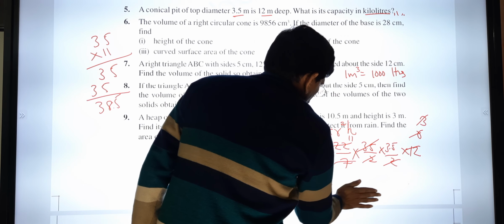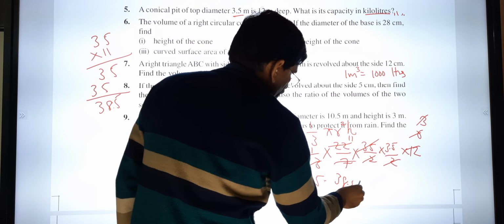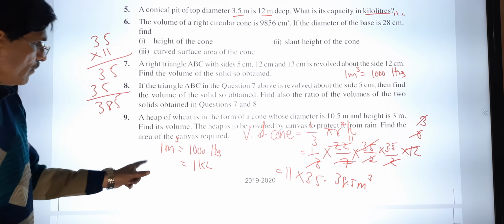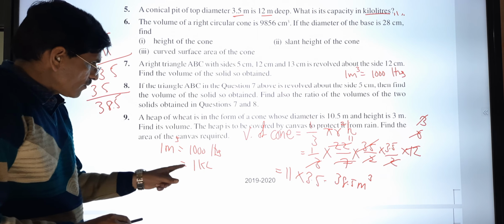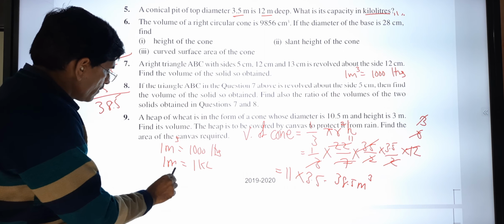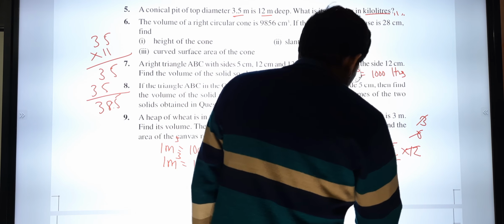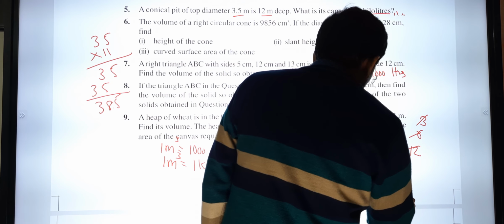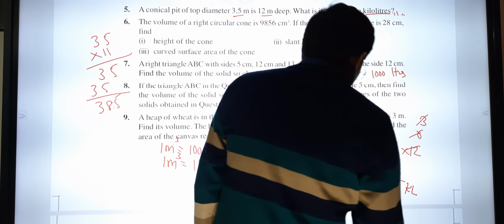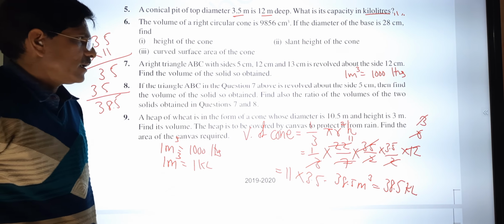Why? Because we have 38.5 meter cube. So 1 meter cube is equal to 1000 liter is equal to 1 kiloliter. So always remember, 1 meter cube is equal to 1 kiloliter. So we can write here that 38.5 meter cube is equal to 38.5 KL.